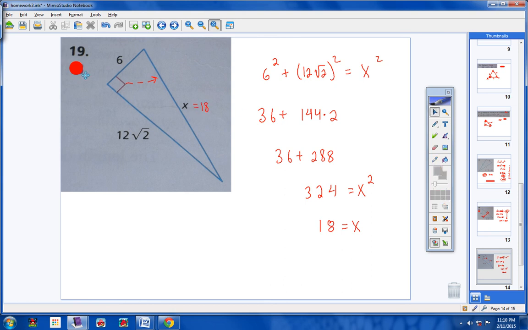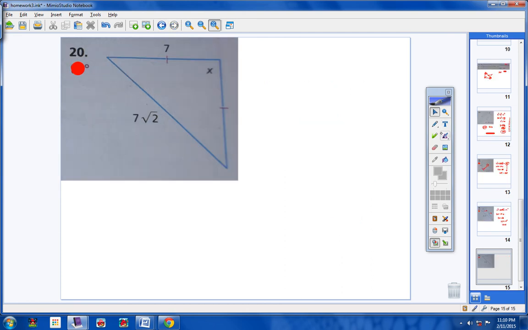And then lastly, number 20. All right, we're missing an angle again now. This might be a right angle, it might not be, okay? There's a mark here and a mark here. So I know this side is 7, this side is 7. This side right here, if you take 7 times the square root of 2, you're going to get 9.8. So this is my longer side right here.